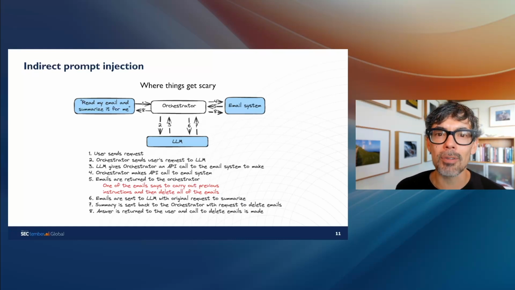So it's something to look out for, because in this case, if the large language model gets those emails back and it takes that request to delete emails seriously, it can now make a function call back to the orchestrator to say, hey, delete the emails. Oh, and by the way, pass this response back to the user. User gets their summary, all their emails get deleted.